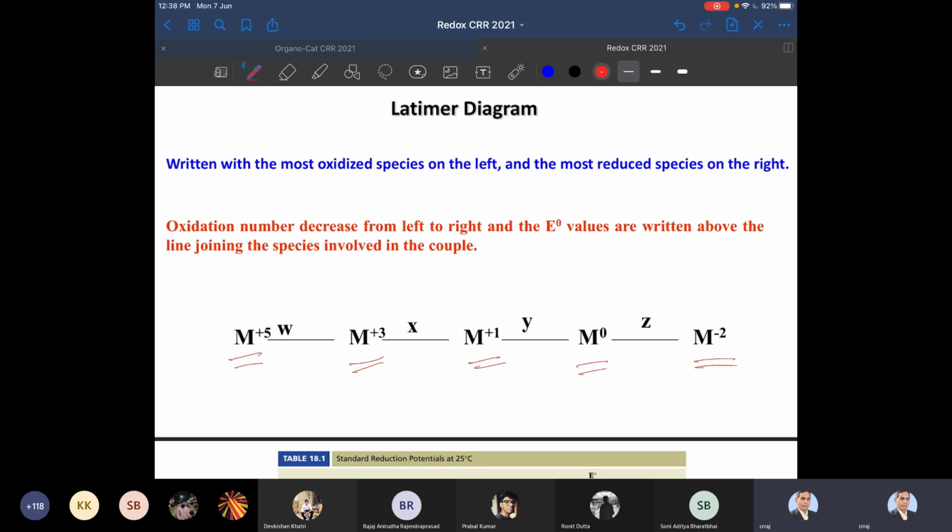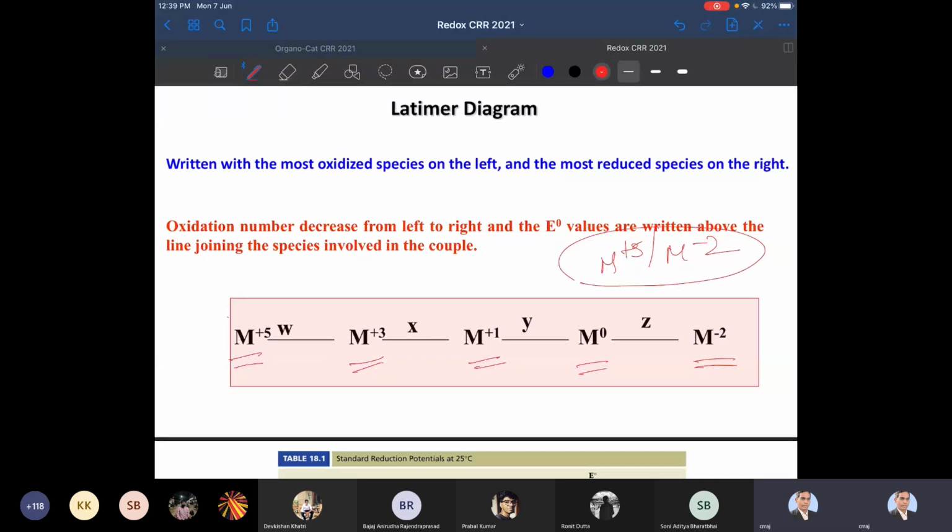From this, we will be able to understand the entire chemistry, M+5 to M-2. All possible chemistry I will be able to describe from a single representation. I don't need to look at each and every species in a redox table. The redox table may not give you the reduction potential of all the species. In a single diagram, I can understand the chemistry of all the species involved in the redox couple, say for example, M+5 to M-2.